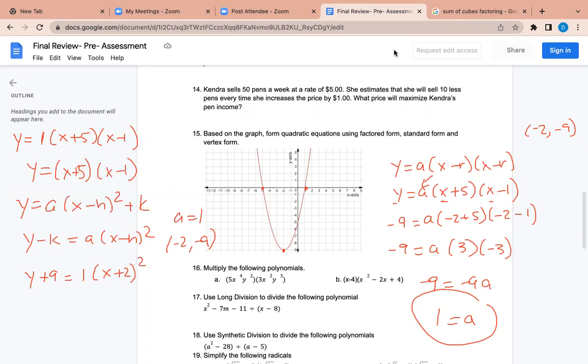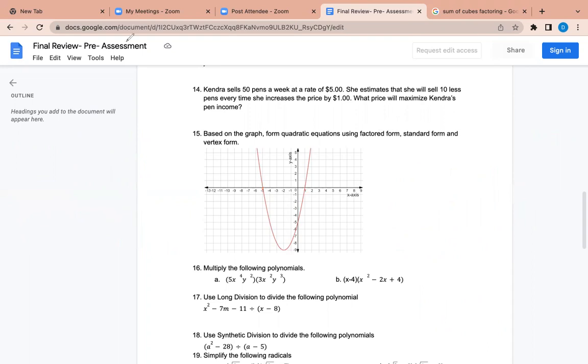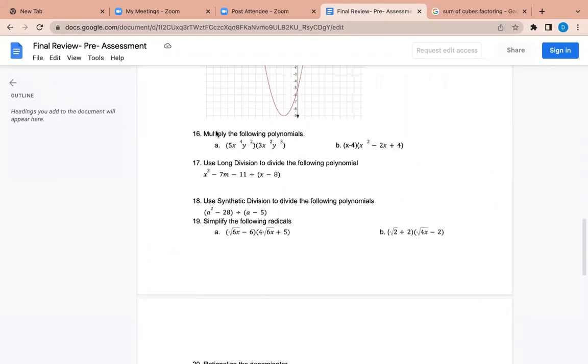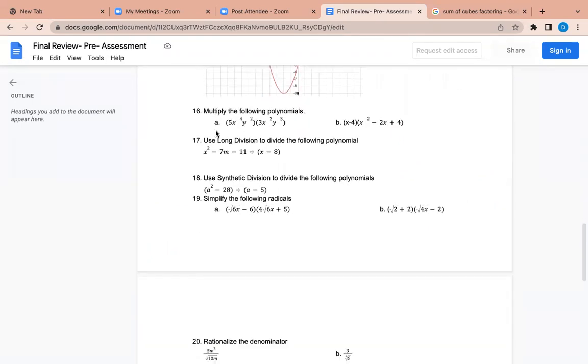Number 16 is multiply, and be careful here because if you look here and here, there's no plus or minus sign, so you can just straight up multiply. 5 times 3 is 15. x to the 4th times x squared is x to the 6th, and then y to the 5th, right? Because this is 2 and this is 3, so you're just adding them.